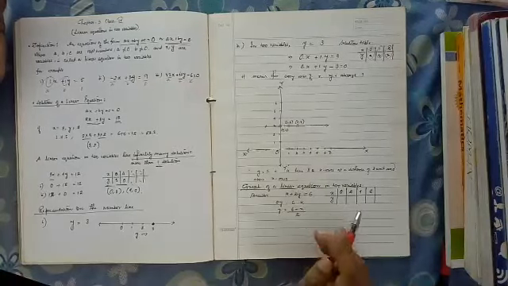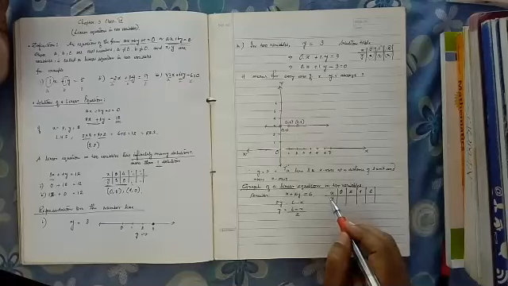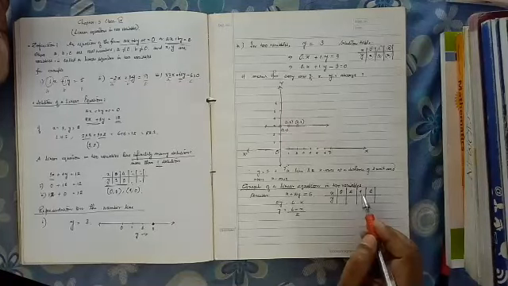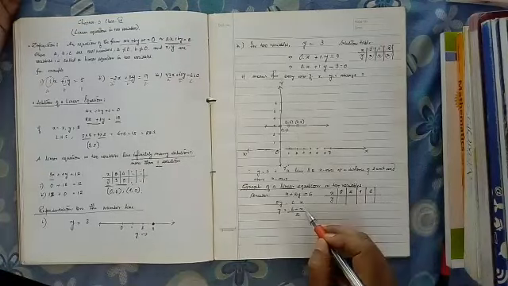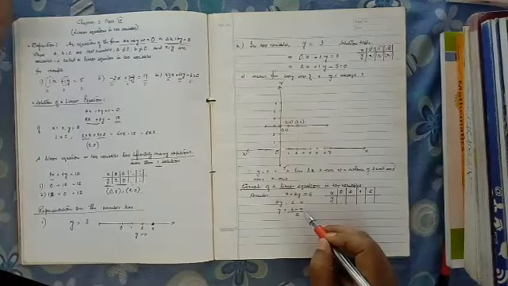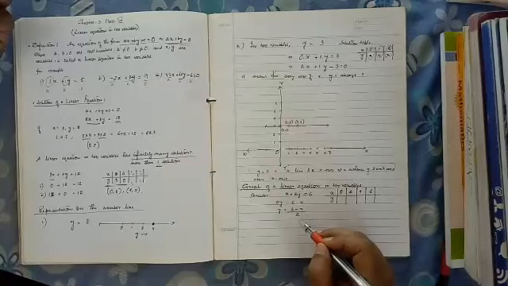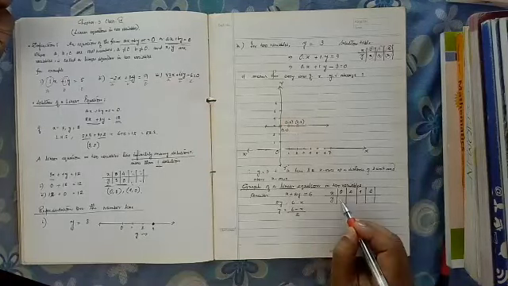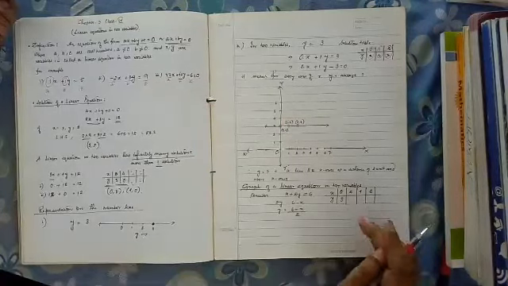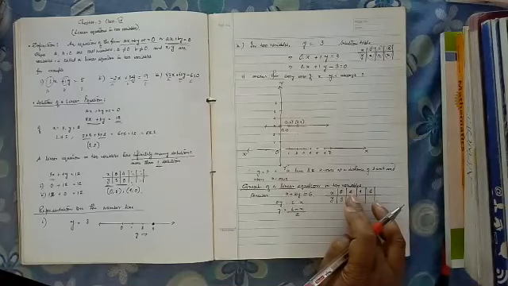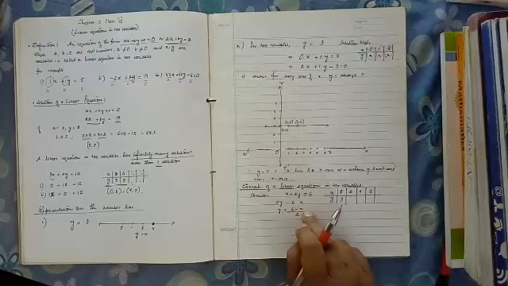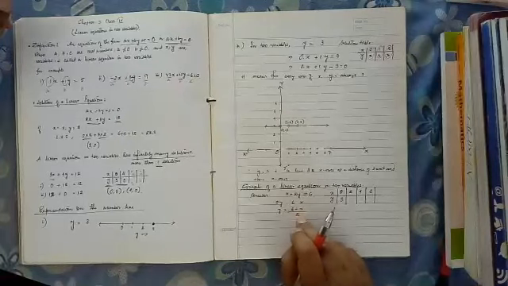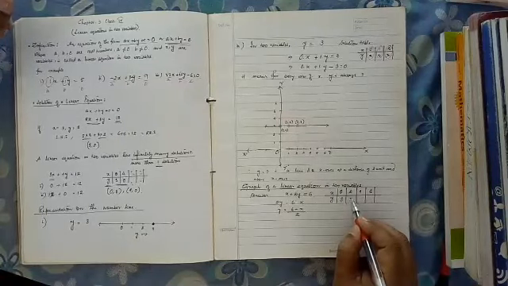Clear? Now we have taken some values of x, say 0, 2, 4, 6. When x is equal to 0, 6 minus 0 is 6, and 6 divided by 2 is 3. So we get 3. When x is equal to 2, 6 minus 2 is 4, 4 divided by 2 is 2. So this is 2.